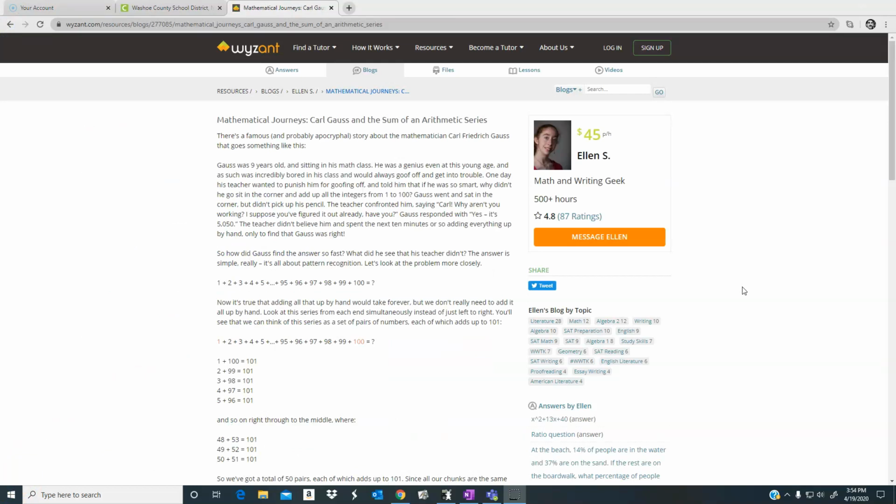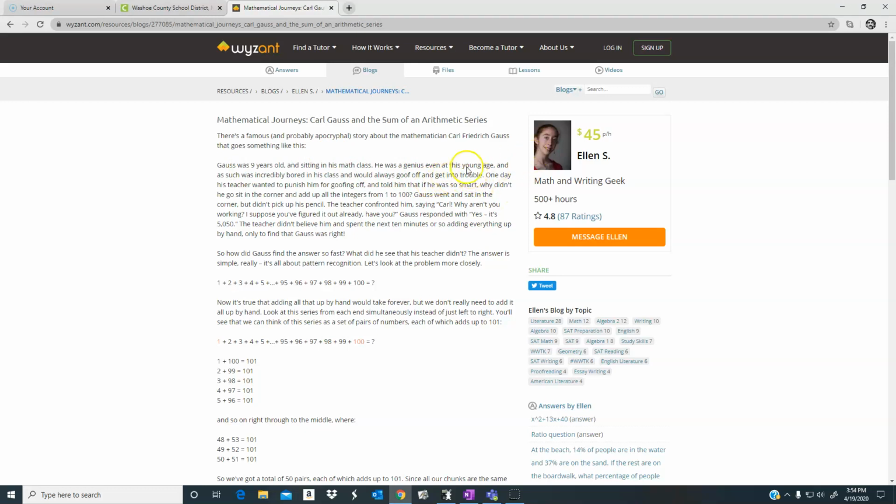Okay, I found the actual story, and it was at this site. The Mathematical Journeys, Carl Gauss, and the Sum of His Arithmetic Series. So there was a famous story about the mathematician Carl Friedrich Gauss that goes something like this. When Gauss was 9, let's point that part out. When he was 9, people, he was sitting in his math class, and he was a genius even at a young age.